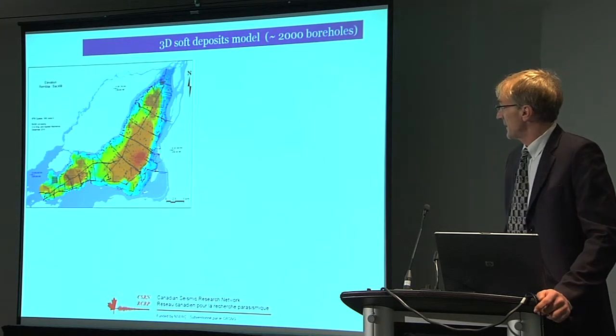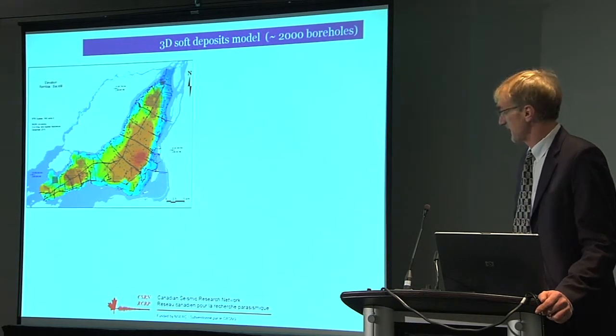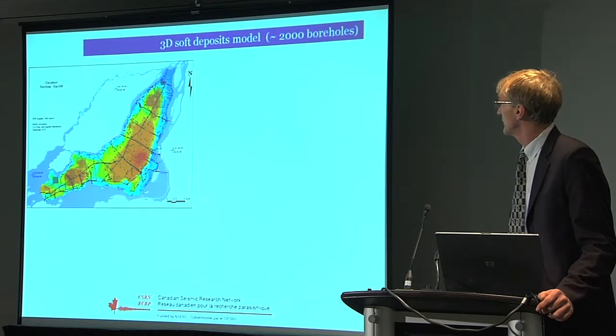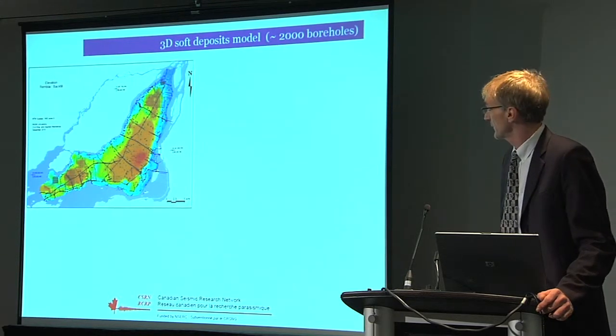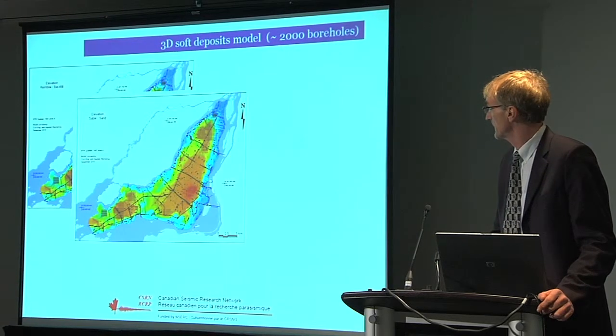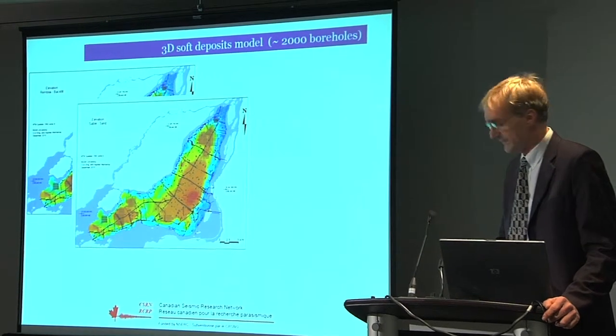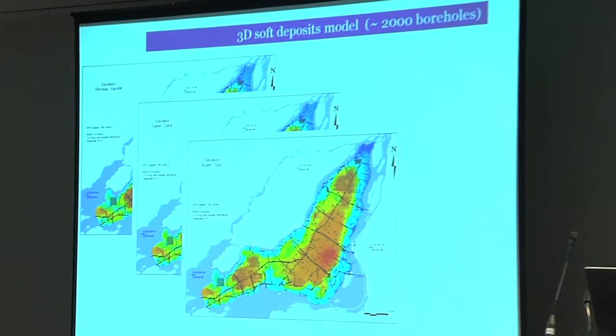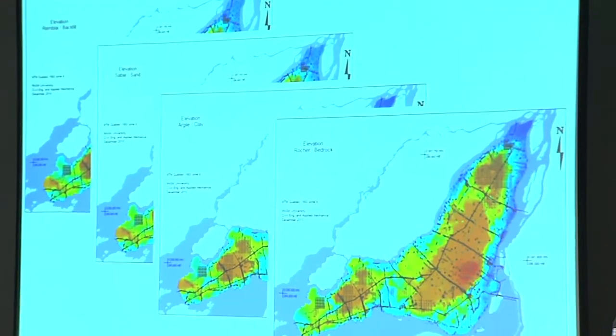So using the model and the data, we came up with a 3D soft soil deposit model for Montreal. This shows the contour lines of the first layer, corresponding to the landfill. This is the second layer, corresponding to the sand deposits. Then we have the clay, and then we have the top of bedrock.